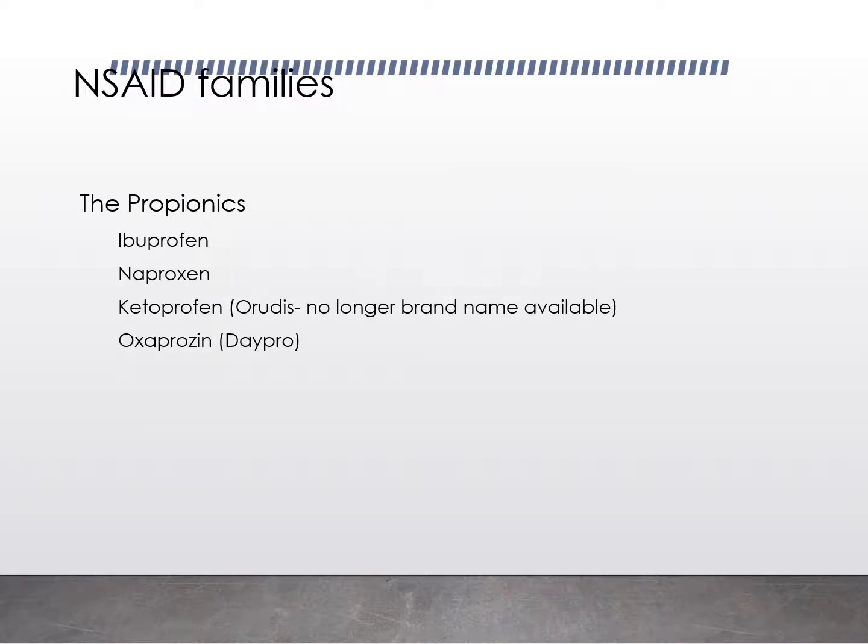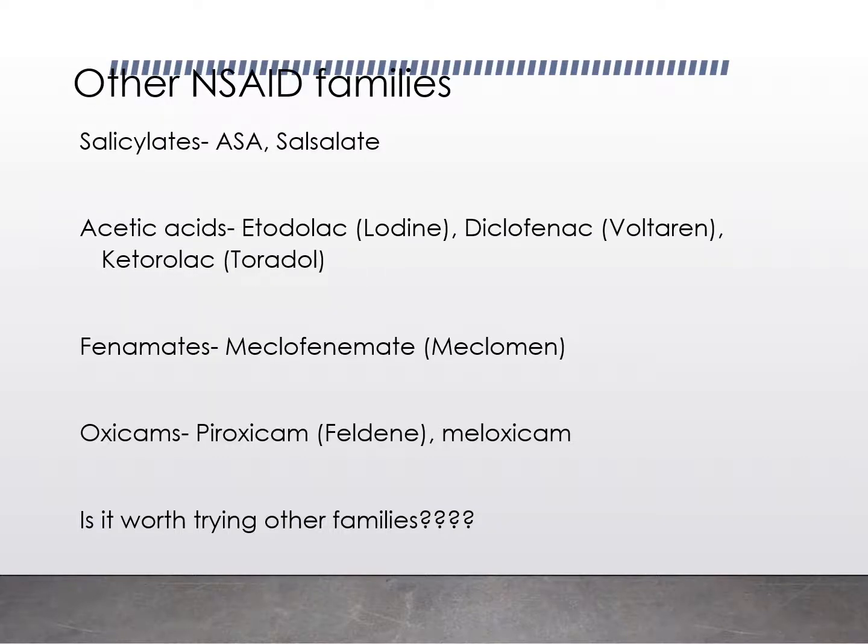So the NSAID family. The one that we use mostly, the propionics, which is ibuprofen and naproxen. So that's Advil and Aleve. Ketoprofen is also available, used to be sold as Orudis. Oxaprozin, which is Daypro, which is longer acting, is also available. We did use this regularly for a while. We really did seem to feel like naproxen was probably long enough acting, though, and we like to give the organs a little bit of a break.